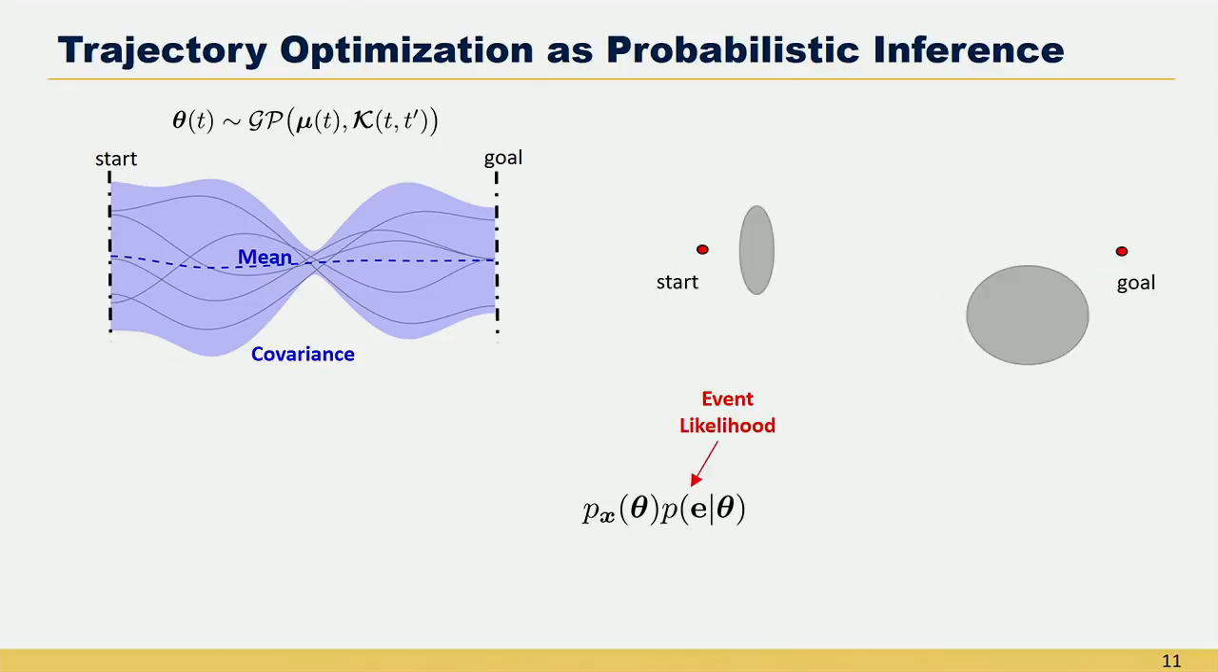Now, the likelihood of events happening in the reproduction scenario, which can be desired start or goal states, or arbitrarily placed obstacles, we can take care of that in the event likelihood function. We condition this prior to get a posterior.